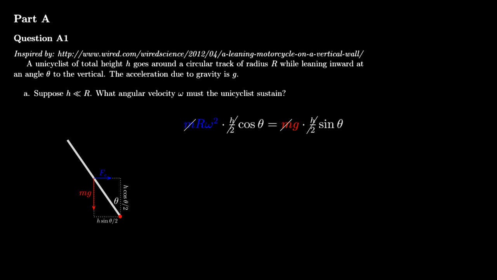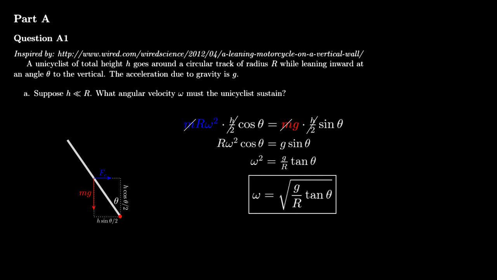So we're just left with r omega squared cosine theta equals g sine theta. And if we rearrange this, we get omega squared is equal to g sine theta over r cosine theta. And since sine theta over cosine theta is tangent theta, this gives us g over r tangent theta. And square rooting both sides, we get the answer omega equals square root of g over r tangent theta.